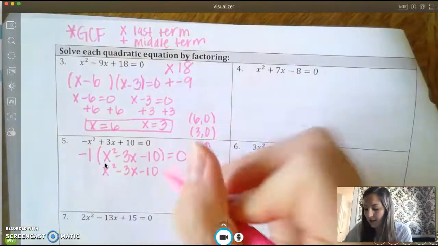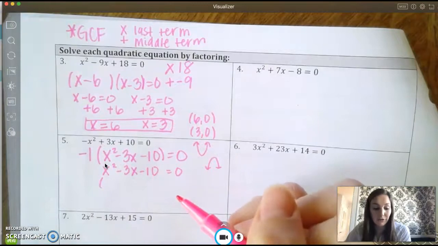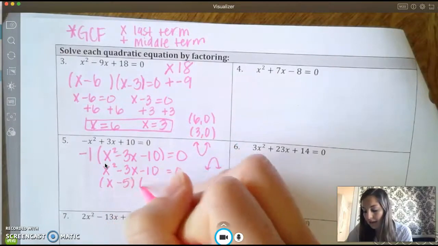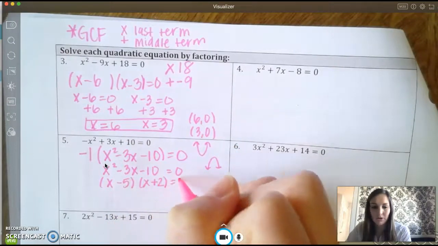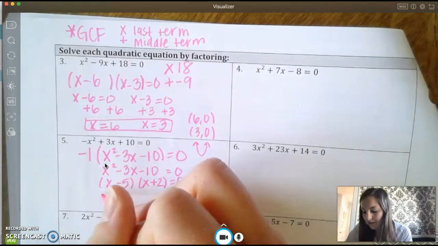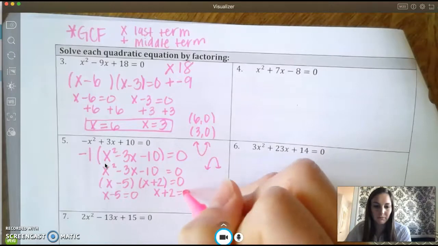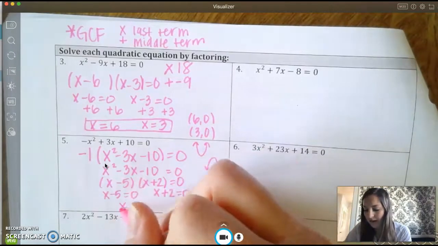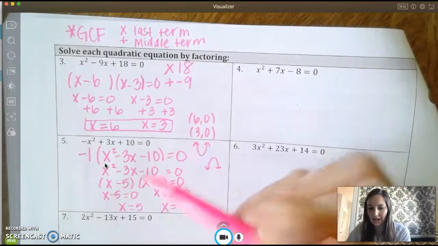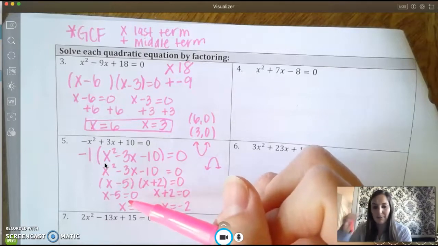So now I need to factor, so I need two numbers that multiply to negative 10 and add to negative 3. And that's going to be a negative 5 and a positive 2. So that will give us x minus 5 equals 0 and x plus 2 equals 0. So I get x equals 5 and x equals negative 2. As some of you might be noticing, we're taking our factors and getting the opposite sign for our final answer, and that is what's happening here.